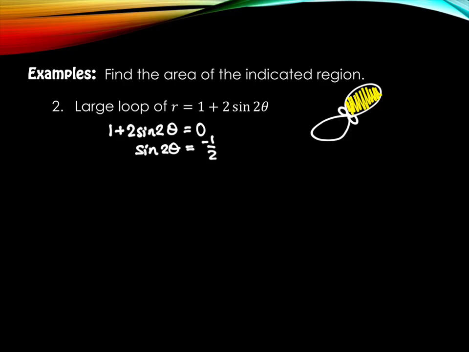Okay. So we need to think about the unit circle and where we get sine values that are -1/2. So let's start with the negative. Where do I get sine values that are negative, period? Yep, quadrants 3 and 4. These are sine values that are negative. Where do you get the ones that are -1/2? 5 over 6, 7 pi over 6, and -pi over 6.